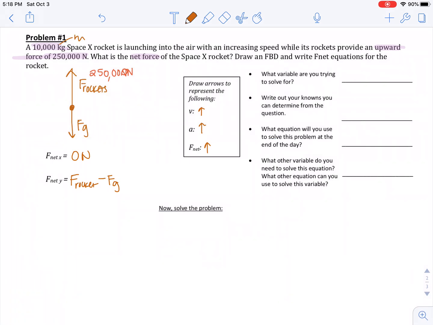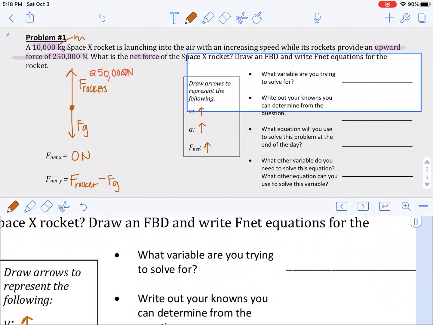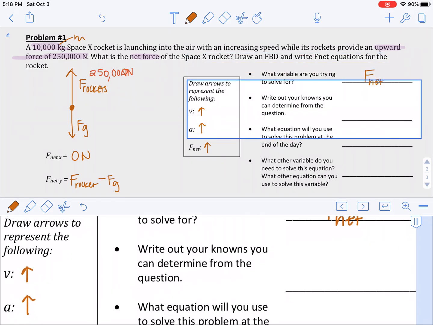So on the side of your paper, you are going to see these questions. These questions are not going to be present when you go take the formative on LT5a on Wednesday. You have to ask yourself these questions. So what variable am I trying to solve for? F net. Write out your knowns you can determine from the questions. So this is like what you're given.